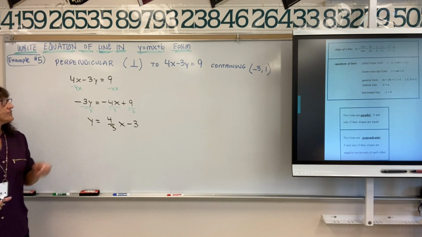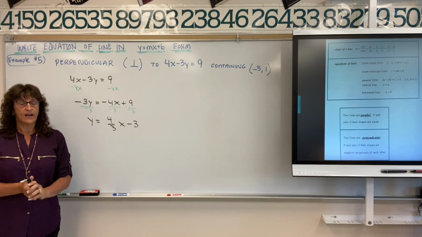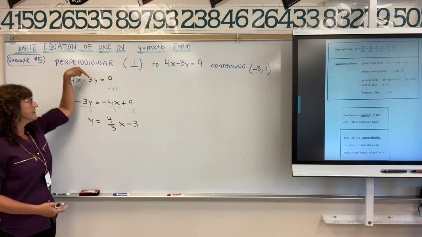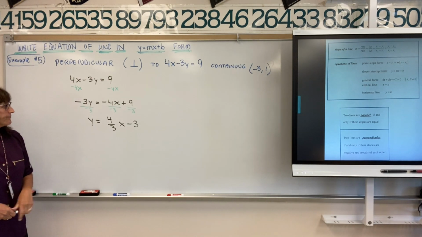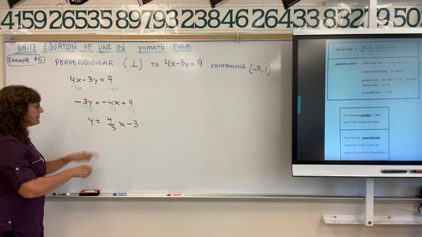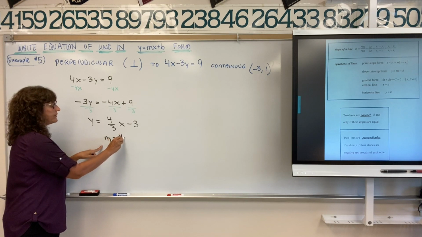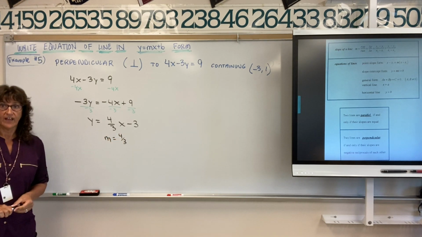Here's the equation, same thing. These two equations represent the same line. This is slope-intercept form, and this would be your general or linear form. So in this form, y equals mx plus b, we can pull the slope. We see the slope has got to be 4/3. That's what the slope of this line is.